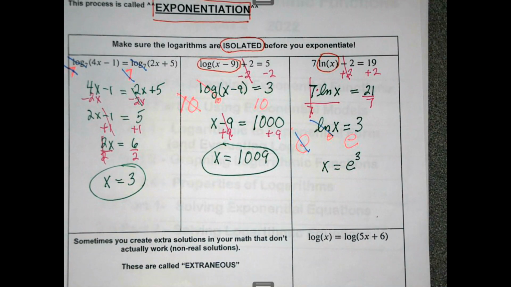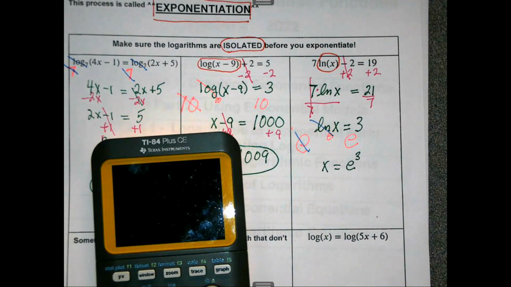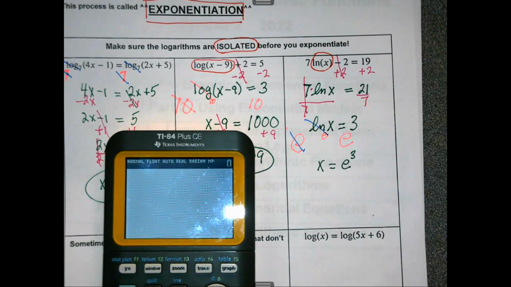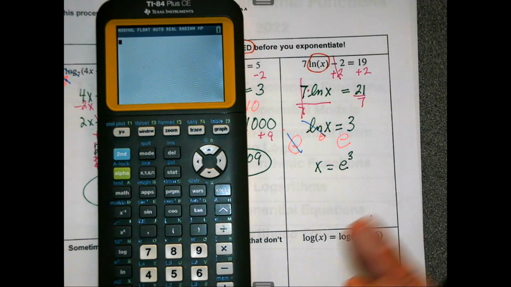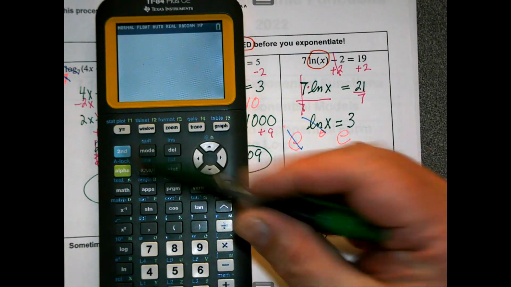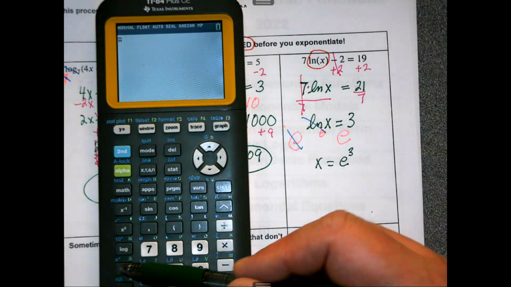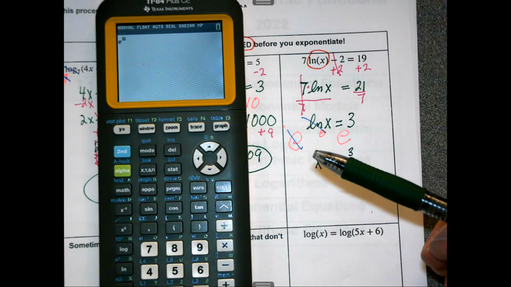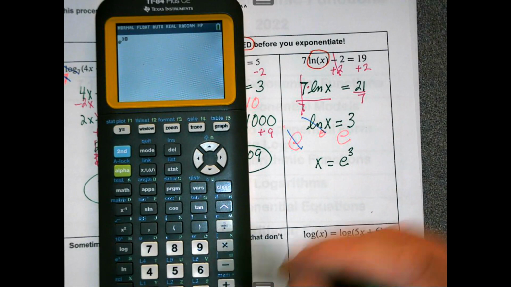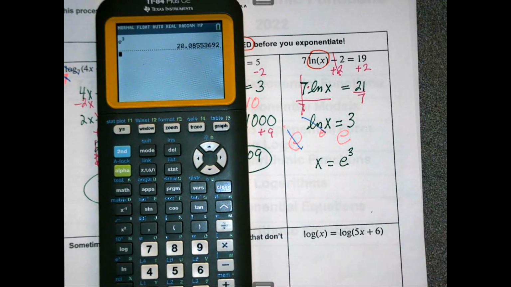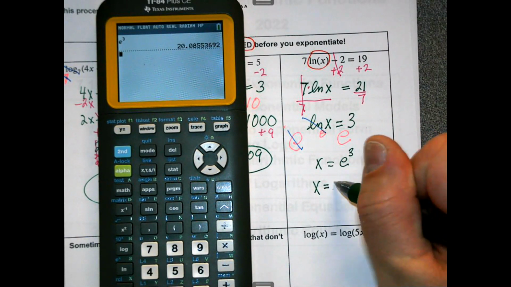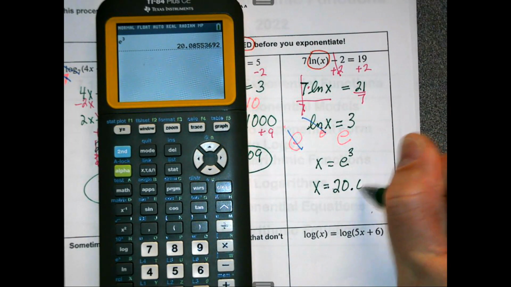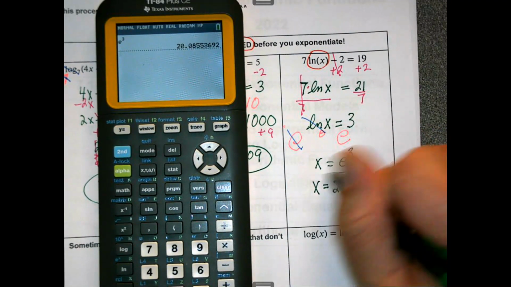And this is where your handy dandy calculator is going to come into play, right? So I do the second natural log key. So second natural log gives me e to the 3 and enter. So x equals 20.09.